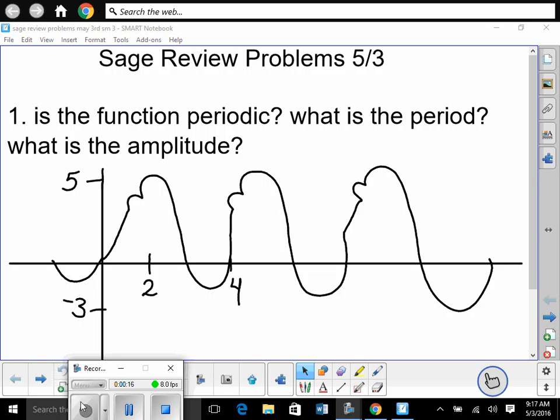Okay, is the function periodic? What's the period? Guys, it's been a long time. You're going to see this. It's a huge part of the secondary 3 core. Periodic function. So it says, is this function periodic? What's the period? What's the amplitude? Looking at it, it's really hard for me to draw it exact because I'm freehanding it. But I'm telling you, this pattern repeats the same, okay? So we'll call this, yes, periodic.